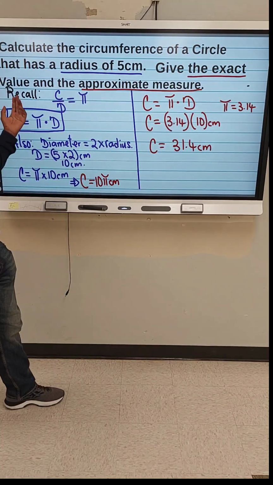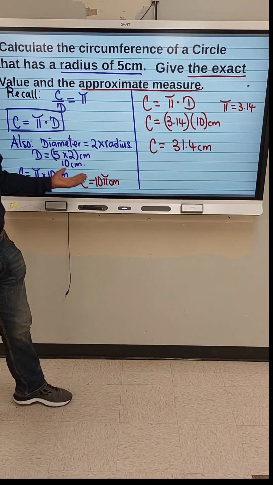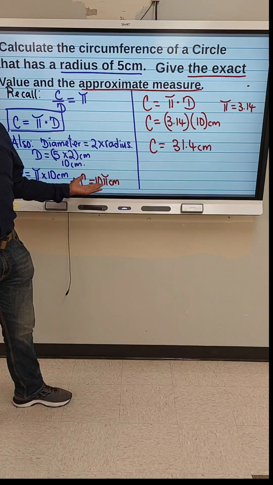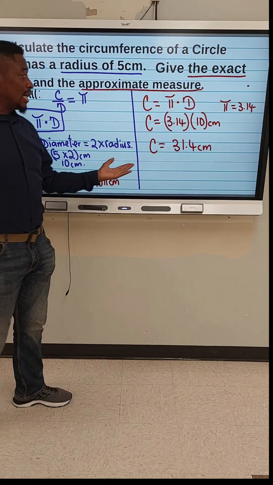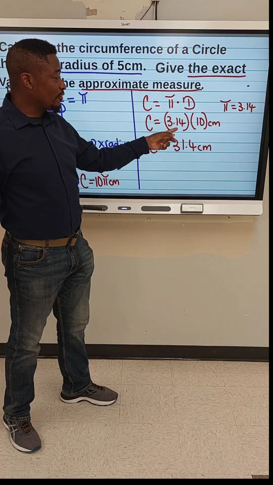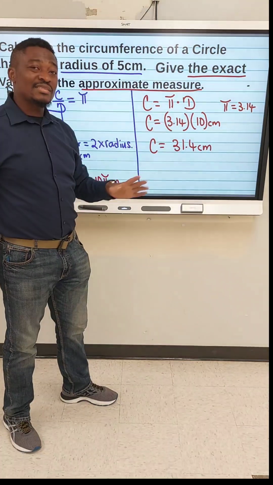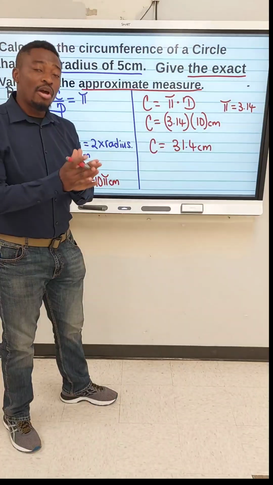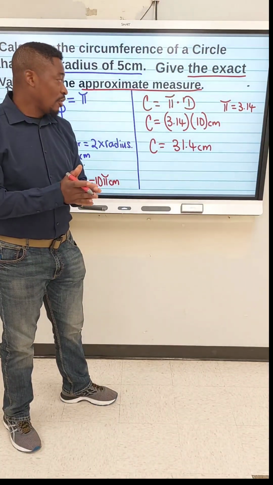So the answer that is given in terms of pi is considered to be the exact value for the circumference, and the answer in which pi has been replaced with 3.14 is not exact, because 3.14 is not the exact value for pi. It is an approximation of the value for pi.